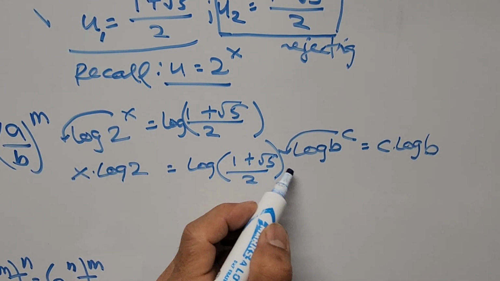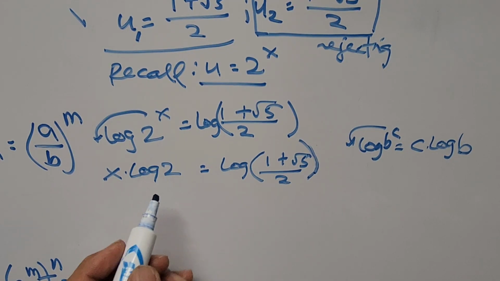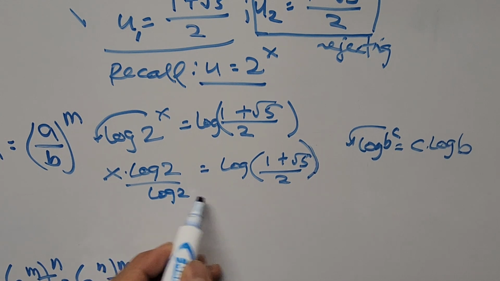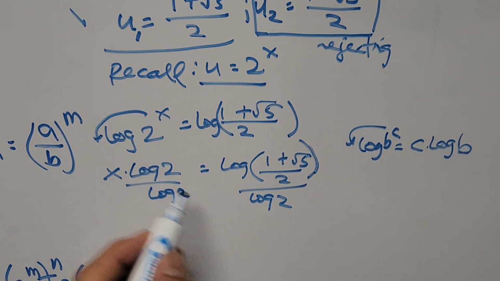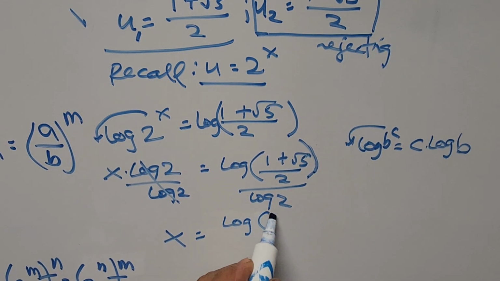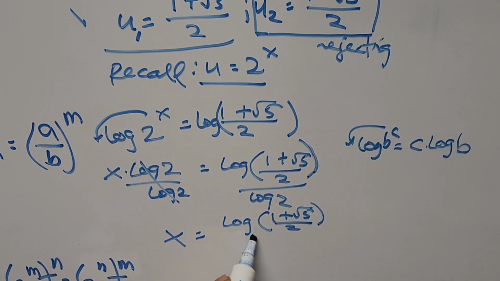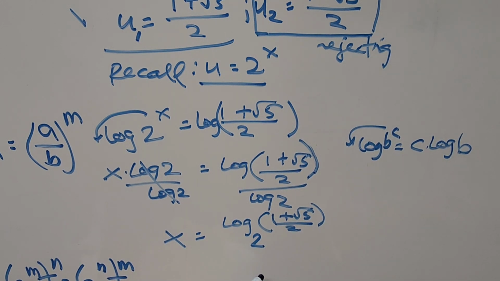Alright, so now solving for x, that means we're dividing both sides by the logarithm of 2. So this one cancels, and we have x is equal to the logarithm of 1 plus square root of 5 divided by 2, divided by log of 2, or we can put that as log base 2 of 1 plus square root of 5 over 2. So this is now the exact value of x.